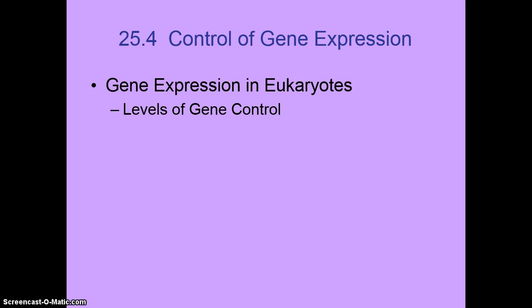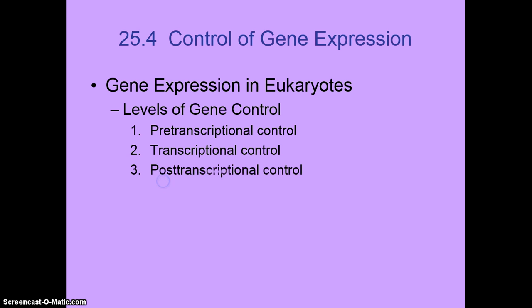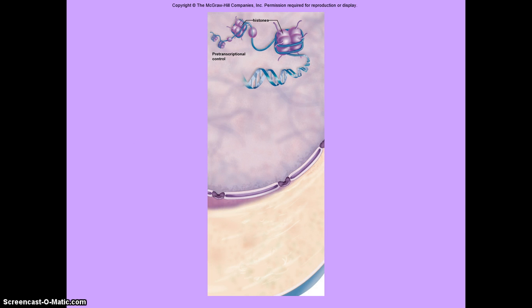Gene expression in eukaryotes. Let's see what happens as compared to the bacteria that we just looked at. Gene expression is controlled in eukaryotes by a few different methods of control, actually five that we're going to look at today. We can look at pre-transcriptional, transcriptional, post-transcriptional, translational, and post-translational control. In this diagram, you can identify where each one of these will take place.